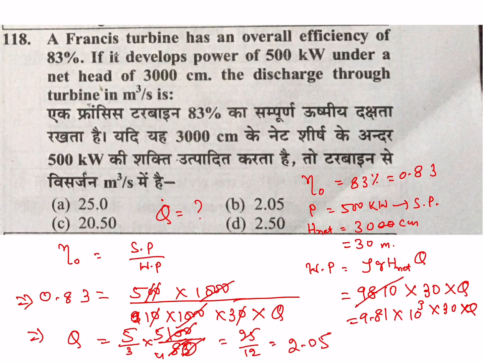2.05. B is your correct answer. This one not possible, this one also not possible, D also. 2.5 would mean it should be around 24, 6, 30. It's 25, so it's around 2.05. B is your correct answer.